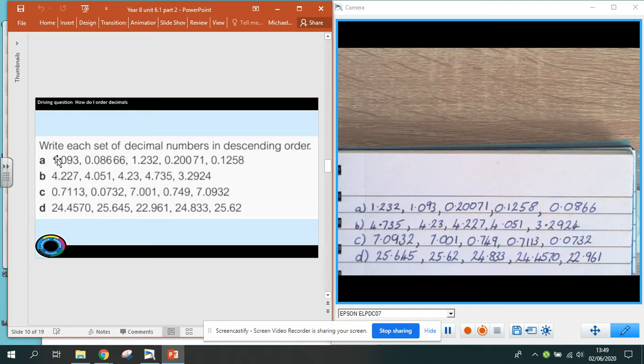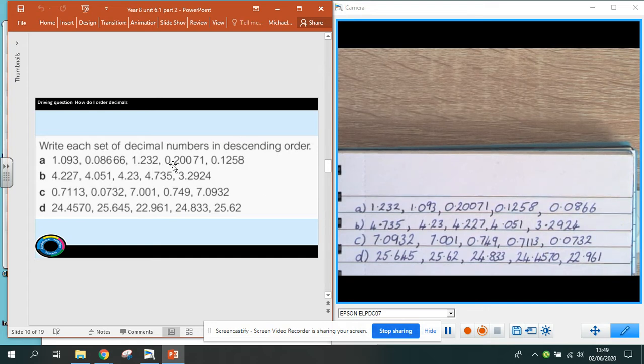I know that this one is the next biggest because it's got a 1 in it, so that one goes down next. Now I've got to look at these three numbers. There's no point in looking at the 0. I know that they've all got 0, so now I'm going to look at the tenths. No tenths, 2 tenths, 1 tenth. It's this number. This number is next.